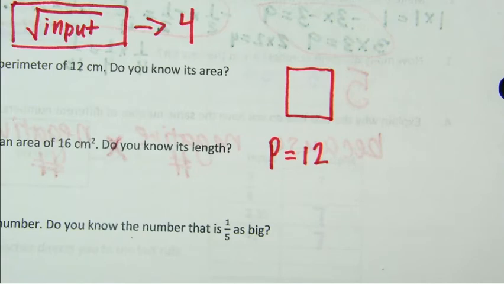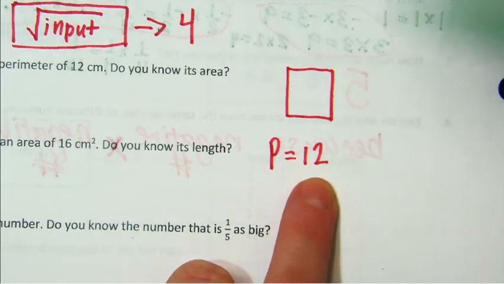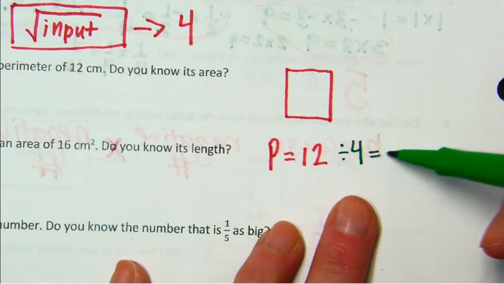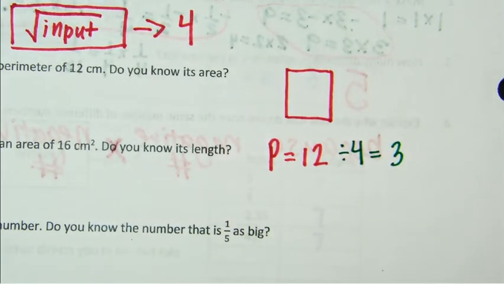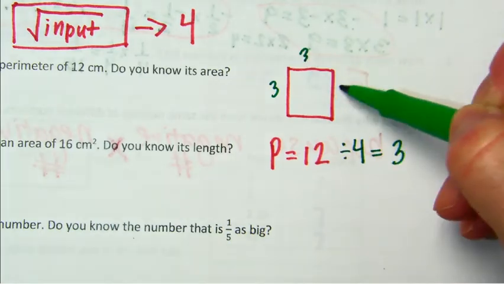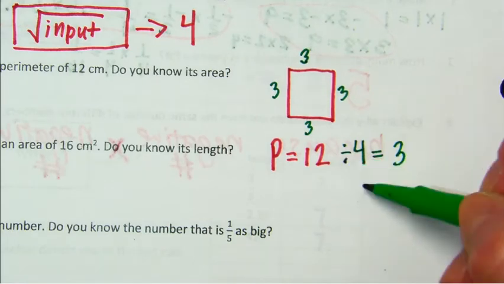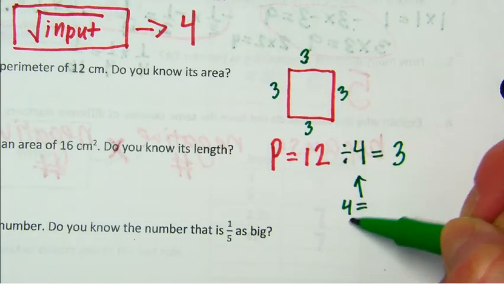What are the side lengths, Daisy? 3? What do you guys think? If the side lengths are 3, the perimeter is going to be 12, right? How did you know it was 3? There are 4 equal sides, so you divide 12 by 4, right? So I have 4 equal sides, so I divided the perimeter by 4. If you divide the perimeter by 4, you get 3. So that means that all of my sides are 3. Right? So that 4 happened because I have 4 equal sides.